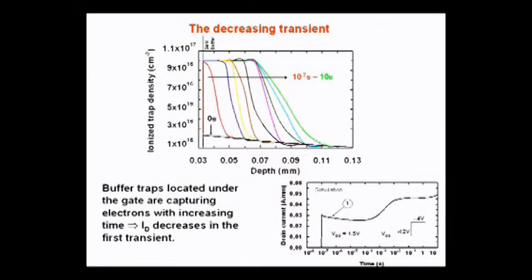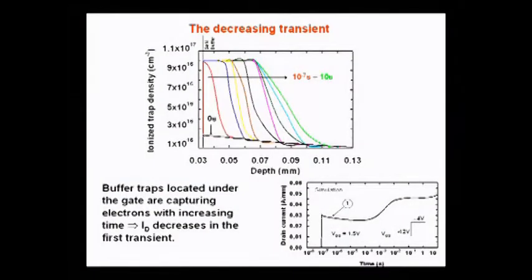So to answer this question, two-dimensional measurements and two-dimensional simulations were adopted. We have reproduced the same condition of current collapse with three slow transients, and we can see that the first transient originates from electron trapping into buffer traps which are located under the gate.